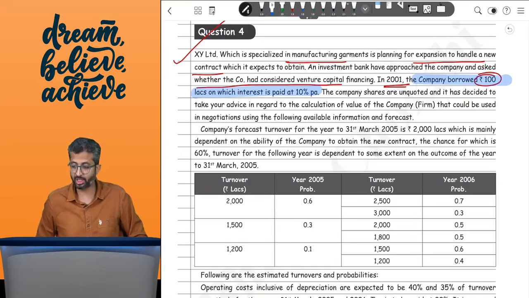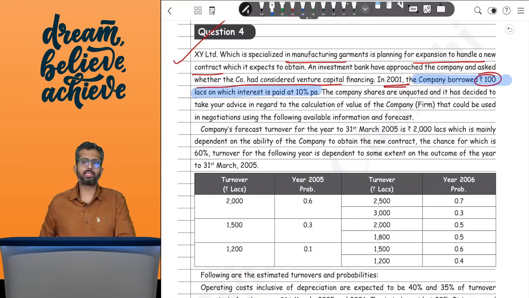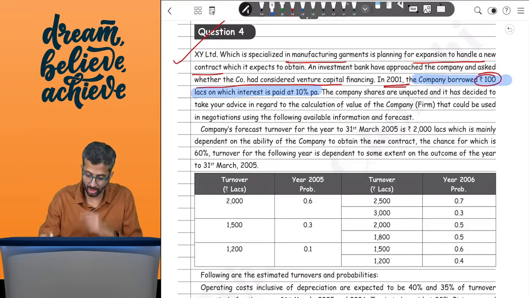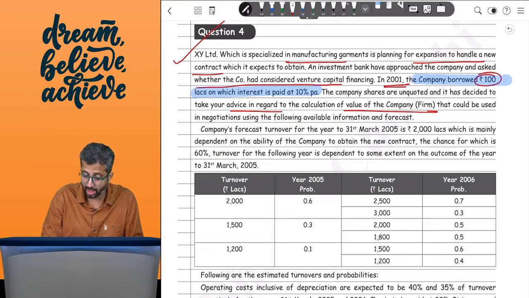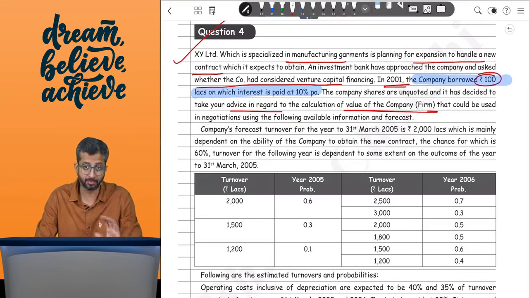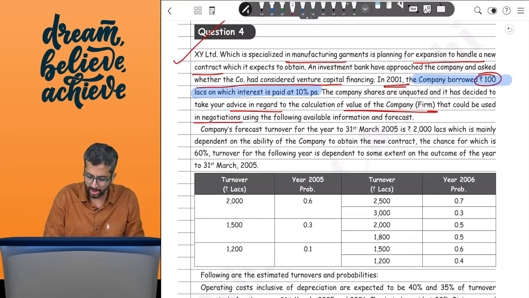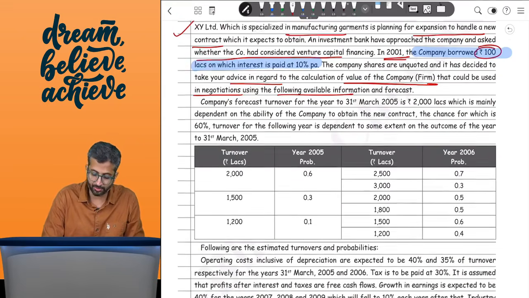Now this is specifically told to us. A borrowing is there in the company. Borrowing will result in an interest or a finance cost of 10%, that is 10 lakhs. The company shares are unquoted, and the firm has decided to take your advice in regard to calculation of value of the company. Company as a whole is like the firm or enterprise, debt and equity both. That could be used in negotiations using the following information and forecast.